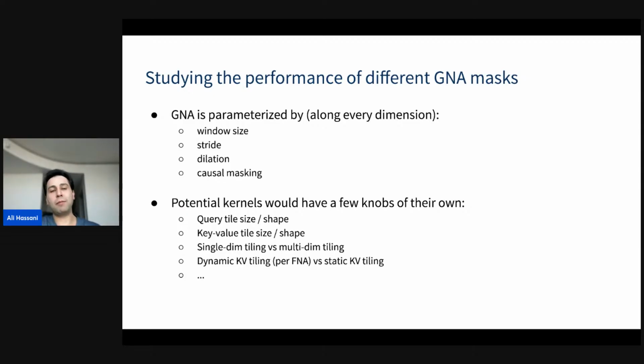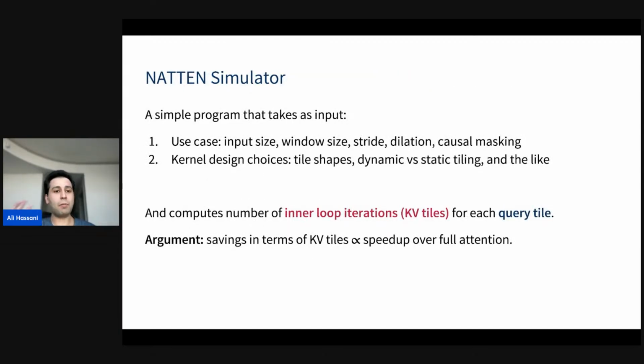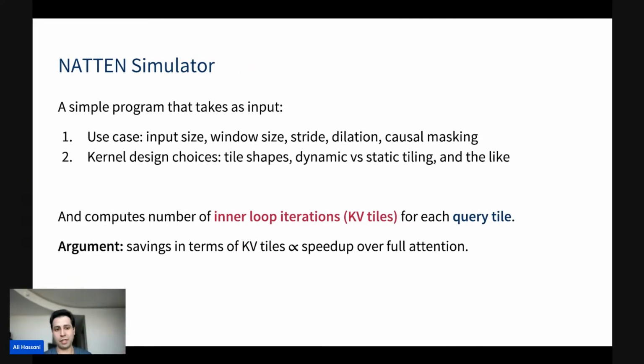So we really wanted to be able to study the performance implications of these without having to write kernels and actually run them, or even having to run kernels. So before we even started working on any new implementation or kernels, we started with this analytical study. What we came up with is a simple program that we call NATTEN simulator. It takes in all of those variables: your use case, your tensor shapes, window size, stride, dilation, etc. And it also takes in kernel design choices. It can be for a kernel that already exists, or for a kernel that you're planning to work on. It's pretty reasonable to ask, let's see what the returns can look like before I decide if it's even worth my time to work on this kernel.